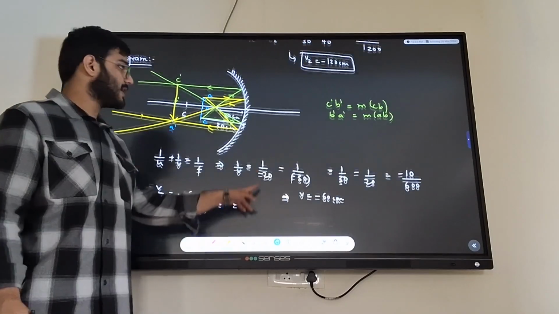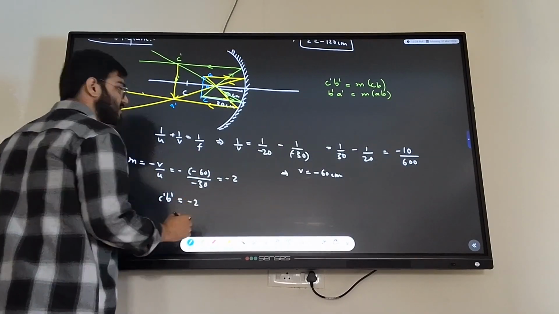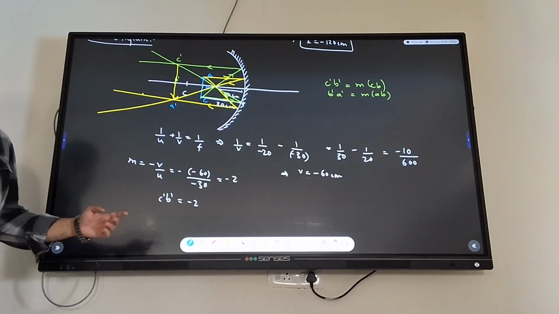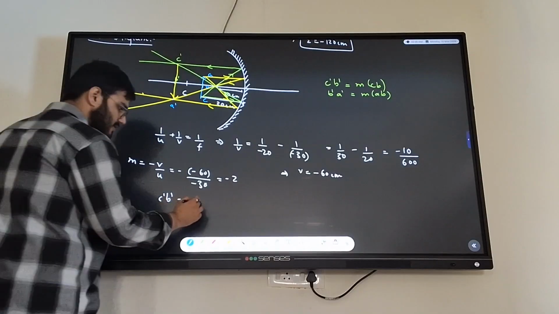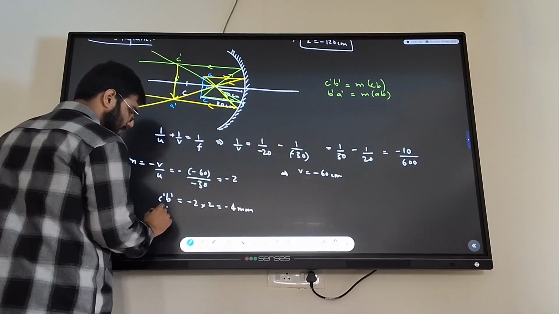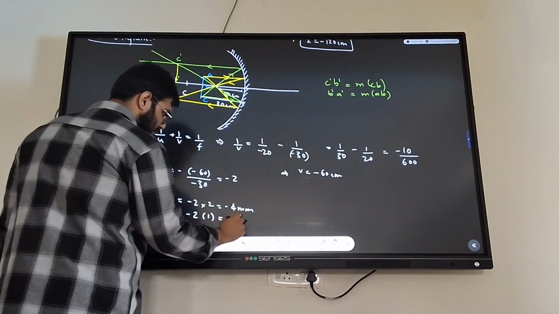Then what will be C prime, D prime? C prime, D prime will be minus 2 into CB. What is CB? 2 millimeter. 2 millimeter, na? 2 into 2 is minus 4 millimeter. And what is A prime, D prime? The principal axis is 1 minus 2, horizontal.